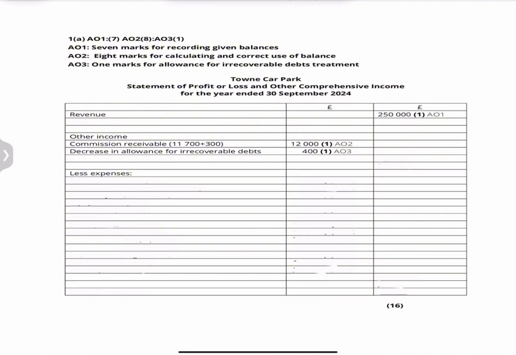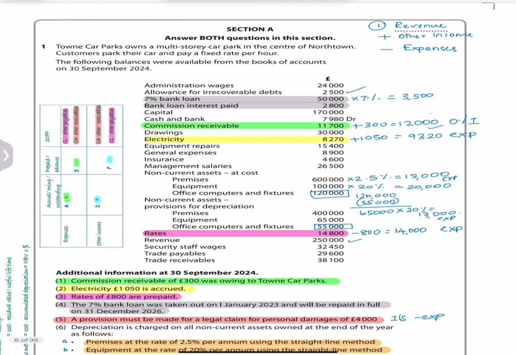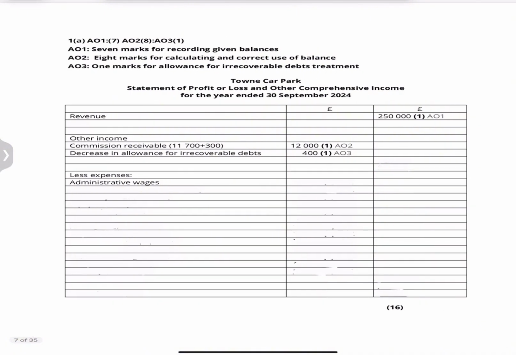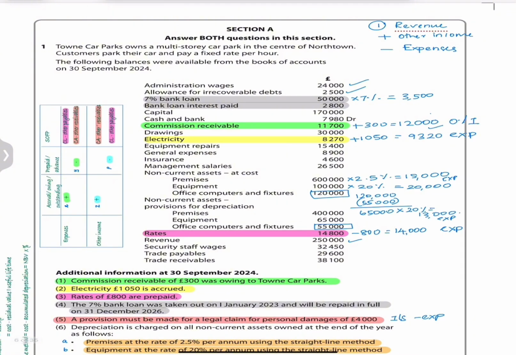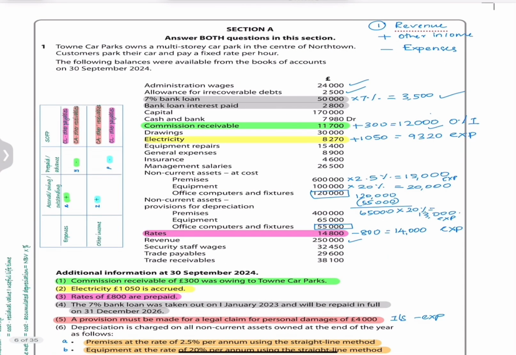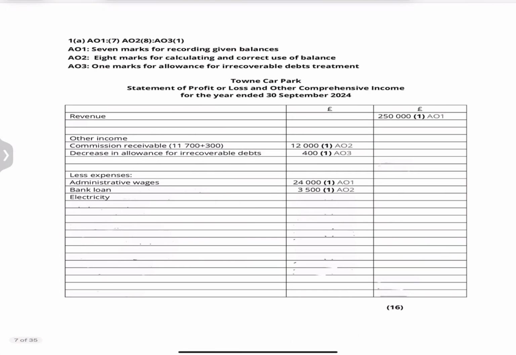Let's include the expenses. Administrative wages. Let's see if we have any adjustments for administrative wages. As you can see here, there aren't any adjustments. So you enter 24,000 for administrative wages. Followed by bank loan and electricity. Bank loan, you can see we calculated bank loan, which is 3,500. This should reflect in the income statement. Electricity, we had an adjustment. As you can see here, electricity now is 3,250. Now let's enter that figure over here.